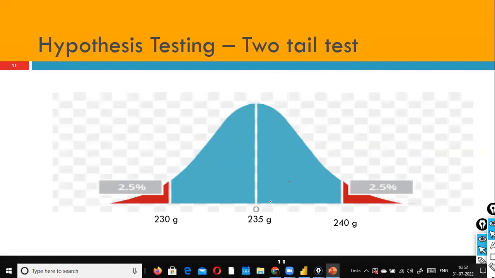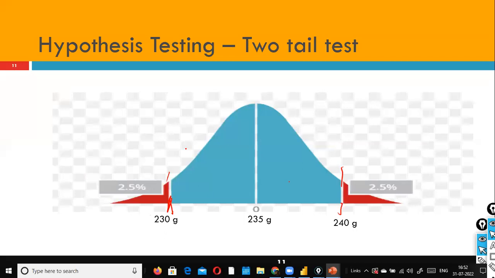Next one is the two-tail test. It should not be less than 230 gram, and it should not be greater than 240 grams. On both sides, the left and the right, you are going to define the cutoff. So the cutoff is this one. This is just a straight line, the white color is the line. This is the border. Anything less is also a problem, and anything more than this one. So you are going to define two cutoffs here, two-tail test.